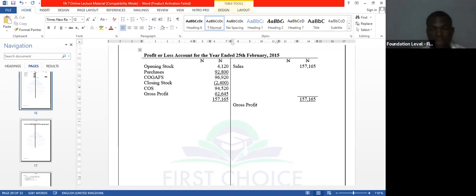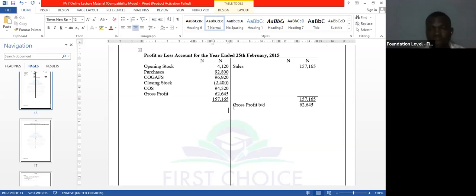But now I put one there. After my closing stock number, I'll just put a small slash one. It means there's still a need for my second leg. So I'll do that to be balanced. Carry down. Go down, down. And what is the figure? The figure is 62,645.